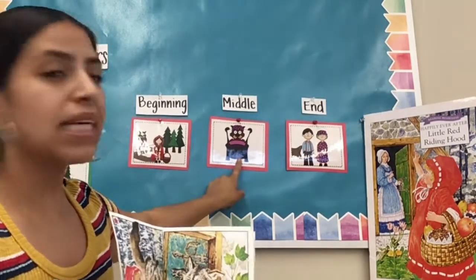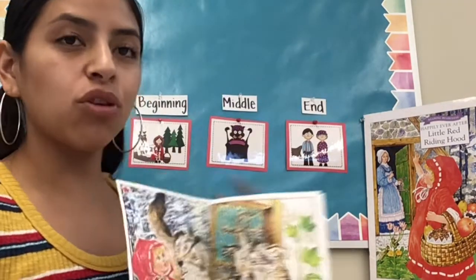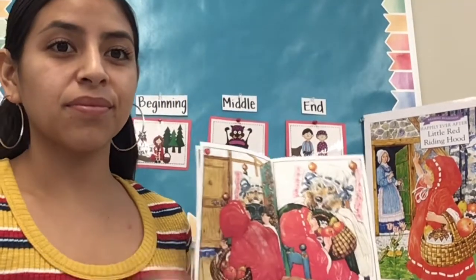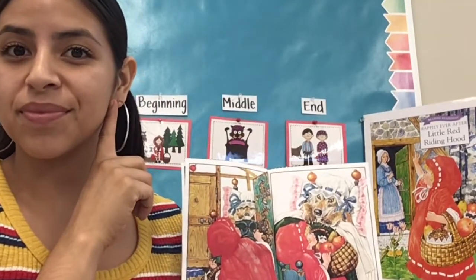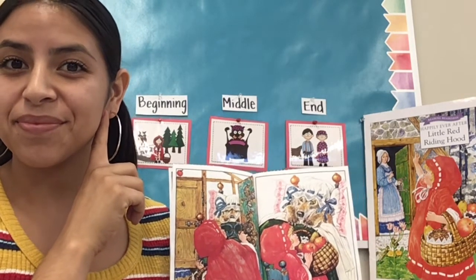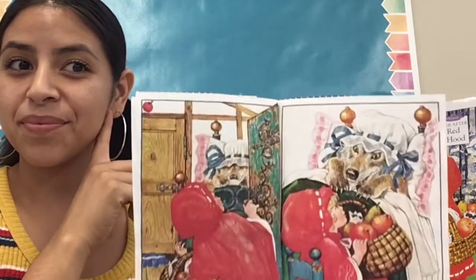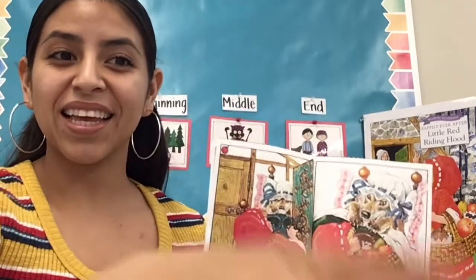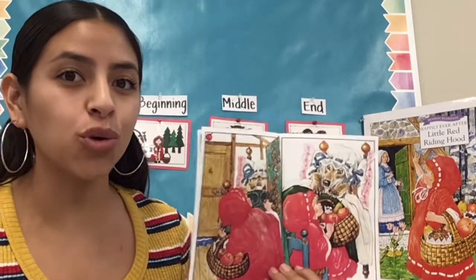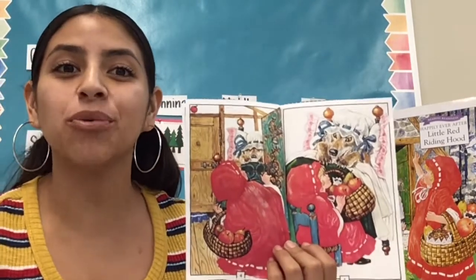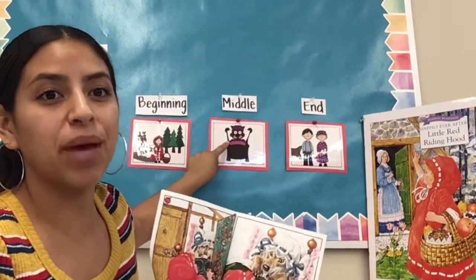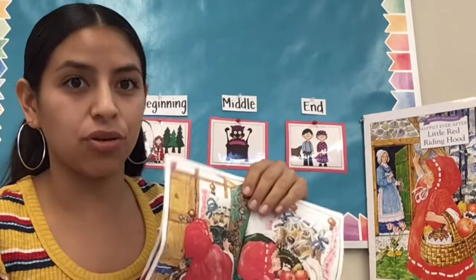Now what happened in the middle? After she left the wolf, what happened next? The wolf put on grandmother's nightcap and got into bed. When Little Red Riding Hood knocked on the door, the wolf said, "Who's there?" The wolf decided to pretend and be who? He was pretending to be Grandma. He put on Grandma's nightcap and got inside her bed. That happened in the middle of the story.